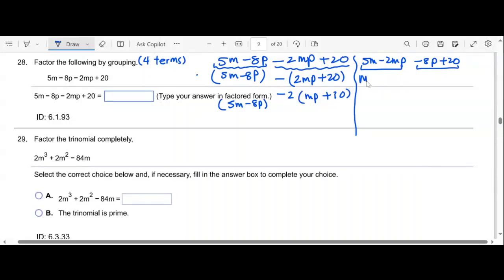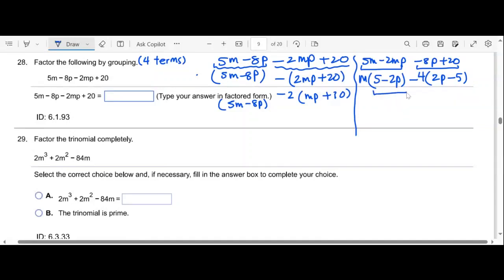So here m is common, right? What's left? 5 minus 2b, correct? And I will take here negative 4. What's left? 2b and 5. So 2b minus 5.